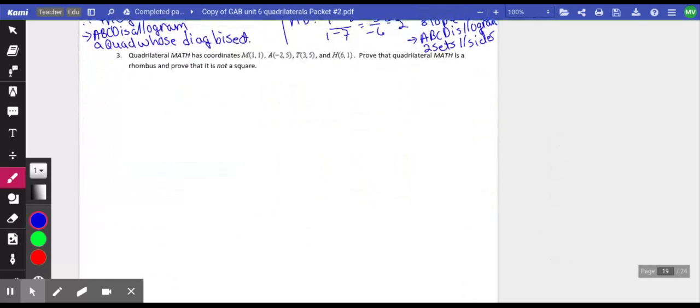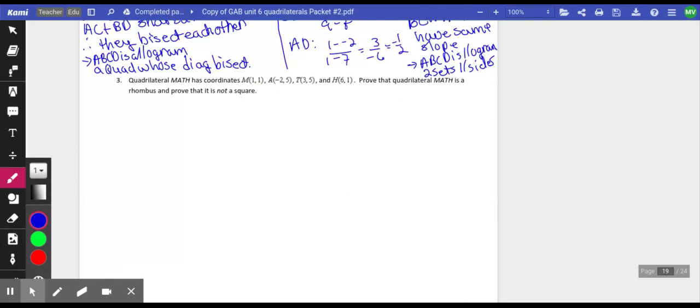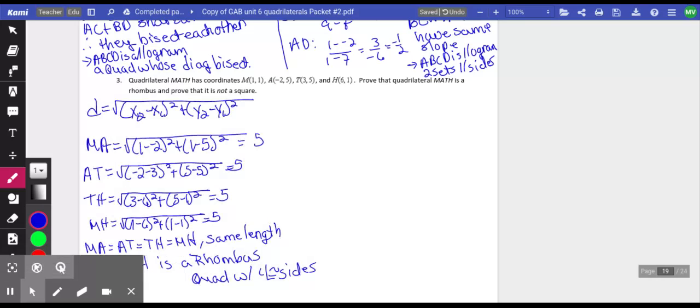So one more proof to do. This says quadrilateral MATH. Prove that MATH is a rhombus and prove that it's not a square. So I'm going to choose to prove that it's a rhombus by doing the distance formula. So I'm going to do the distance formula on the four sides. Okay, so I showed the distance of all the sides all equal 5.